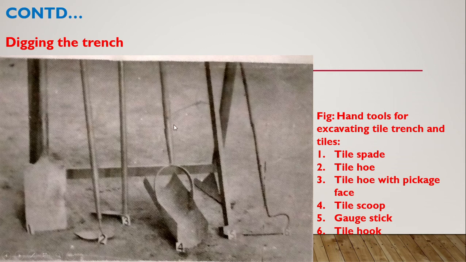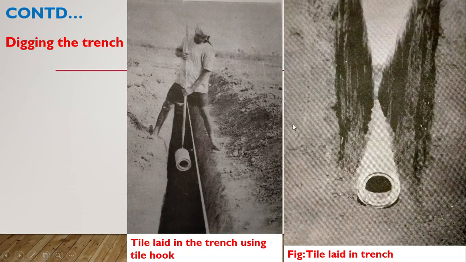So we are digging the trench. How much depth the trench is now, we have to find out using the gauge stick. And this is the tile hook. We will position the tile here, and we will place the tile in the correct position. I'll show you the picture of that. So this is a man placing the tile. First we have made a trench and we have placed the tile. How are we placing the tile? We are just using this tile hook for hooking the tile and placing it at the correct position.